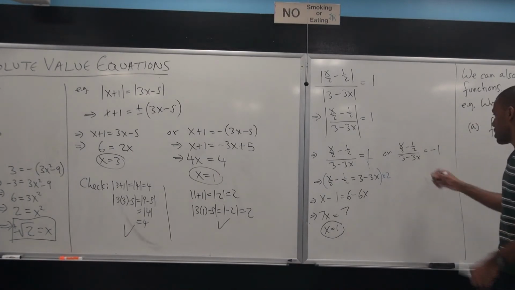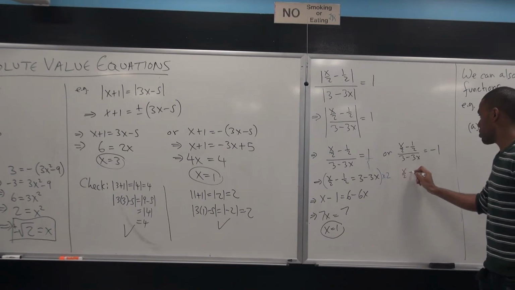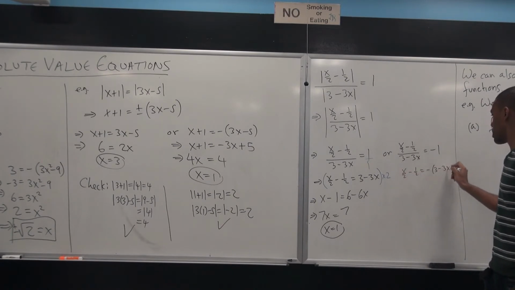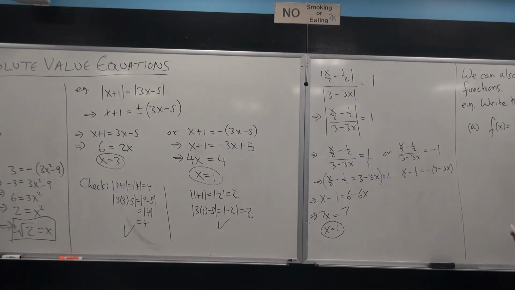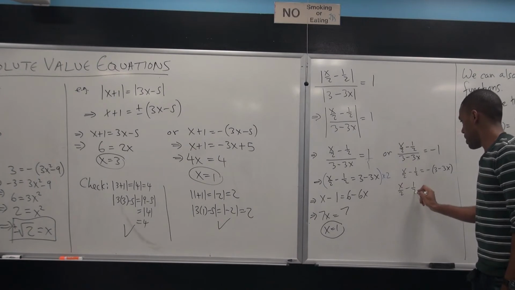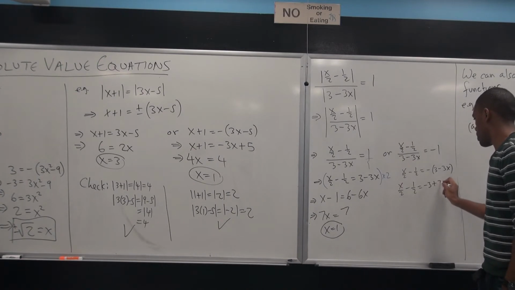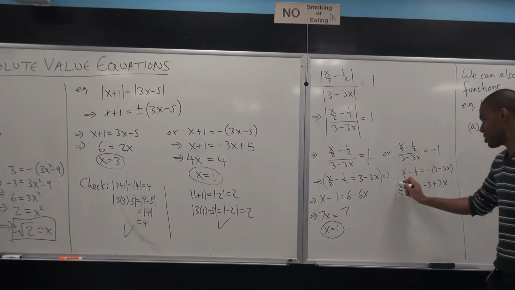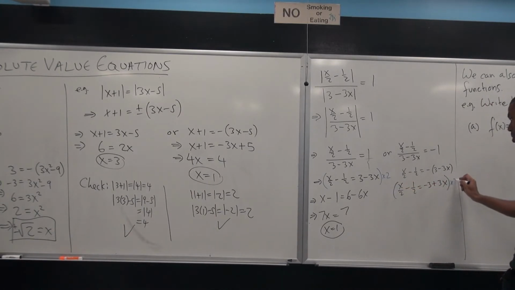I can do a similar thing here. I would get x over 2 minus a half equals minus 3 plus 3x. And again, if you don't like fractions, it's okay. You can get rid of them. Just multiply both sides by 2. It's an equation, so we can do this.